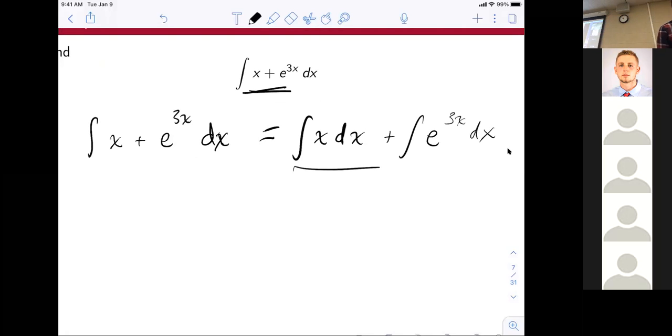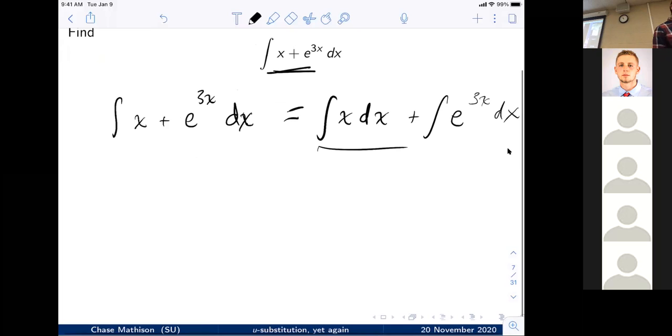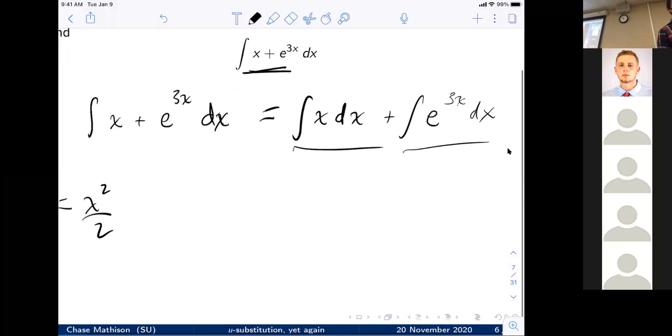So this first guy, I don't even need a u substitution for that, right? So what is the integral of x with respect to x? Ooh, careful, that's a derivative. Yeah, so we're going to get x squared over 2 for that first guy. Now for this one, we're going to look at what rule do we need to use?